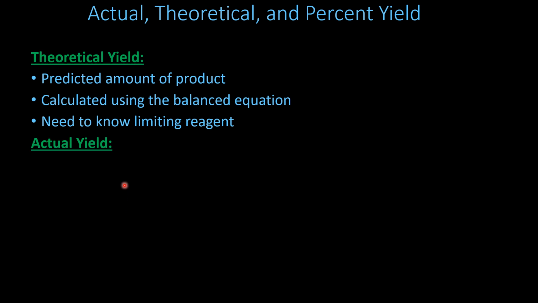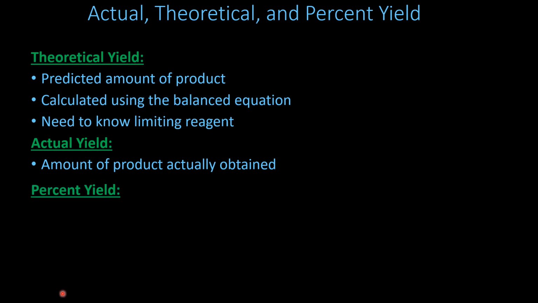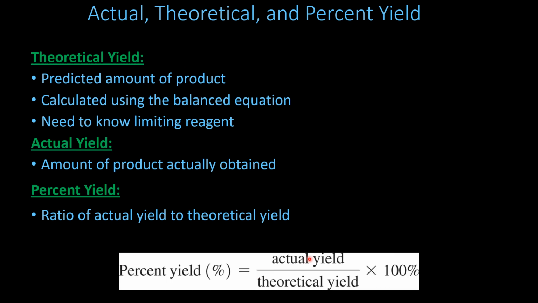Okay, now your actual yield, that one you actually put it on a scale and measure it, or you measure it some other way. A lot of times we'll do it with spectrophotometry or something like that. But you measure the amount actually obtained in the experiment. And then, of course, your percent yield is pretty simple to calculate. You just take your actual, how much you actually weighed out at the end of product, and divide by your theoretical or predicted yield, and then multiply by 100%, and you get your percent yield.